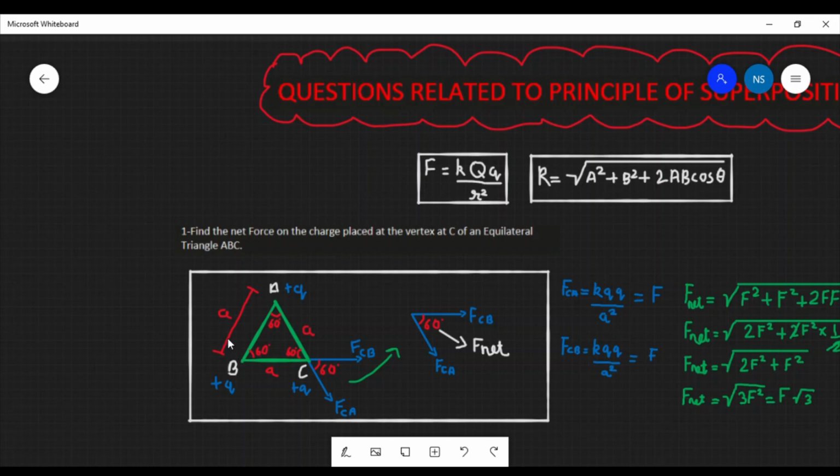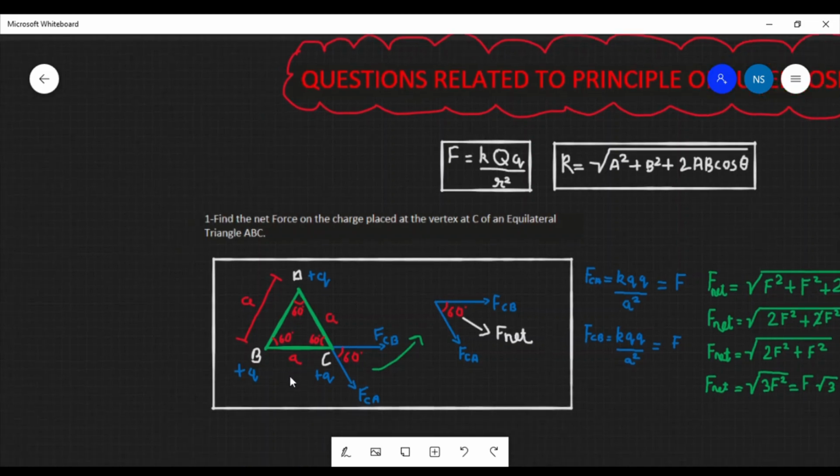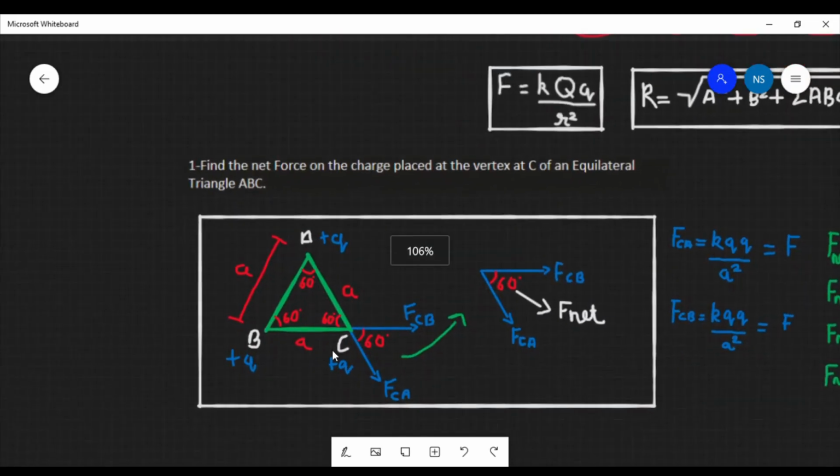So they have given us that one side is A. Since it is an equilateral triangle, all the sides will be A, and they have not given us the angle between them, but they have given us that it is an equilateral triangle, so therefore the angle must be 60 degree on each of the three sides. So now they are telling us to find the net force at this point C.